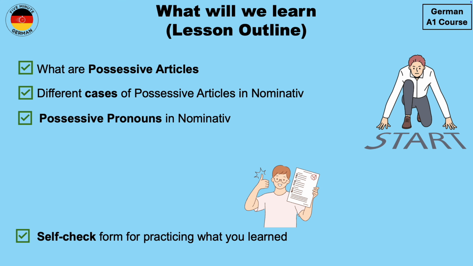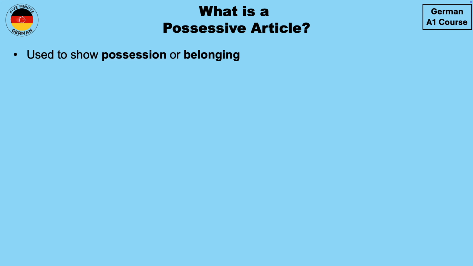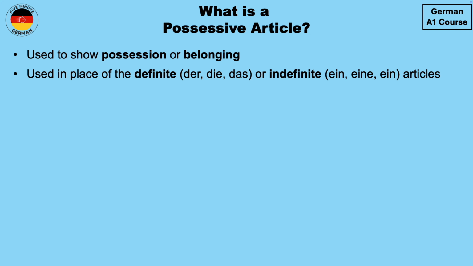So we start by understanding what is a possessive article. A possessive article is used to show possession or belonging. And it is used in place of the definite or indefinite articles, which are der, die, das, or ein, eine, and ein. Let's understand this with some examples.